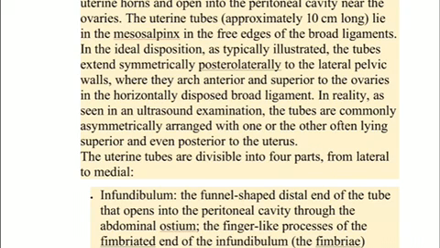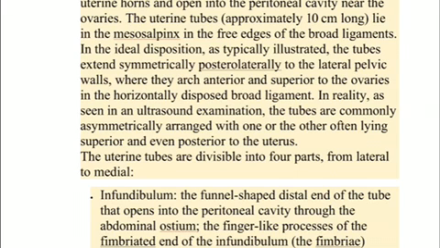They lie in the mesocervix in the free edges of the broad ligaments. The uterine tubes extend symmetrically, posterolaterally to the lateral pelvic walls, where they arc anterior and superior to the ovaries in the horizontally disposed broad ligaments. When you do ultrasound examination, you will really appreciate that the uterine tubes are actually, in most cases, asymmetrical. They are arranged with one or the other lying superior and then posterior to the uterus.